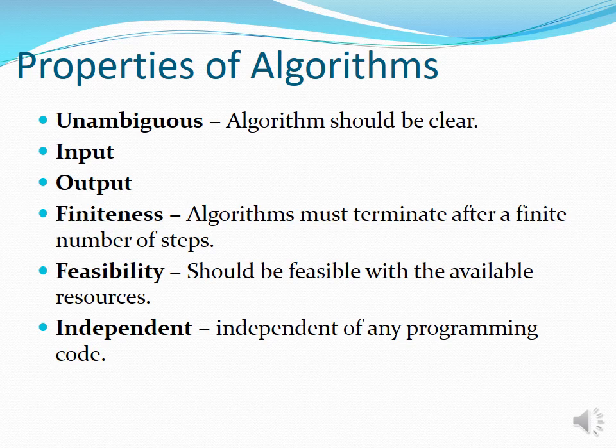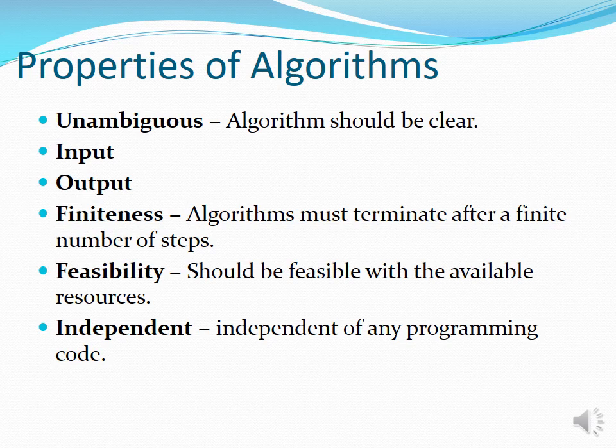We talk of finiteness because an algorithm must terminate. It should come to an end after a particular number of steps when you find a solution to the problem. It cannot run indefinitely. And when you come up with your algorithms, they should be feasible within your available resources. With the inputs that you have, can you produce the intended outputs? If you come up with an algorithm which is not feasible, you will never solve the problem that you're trying to solve.